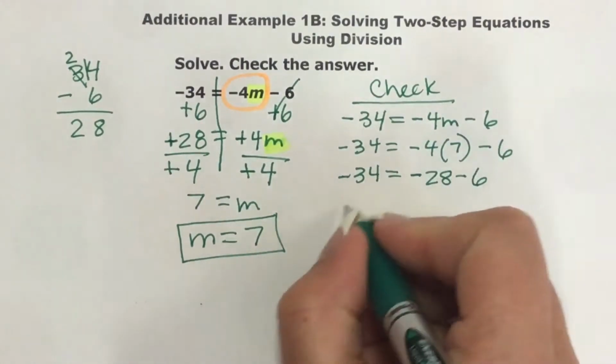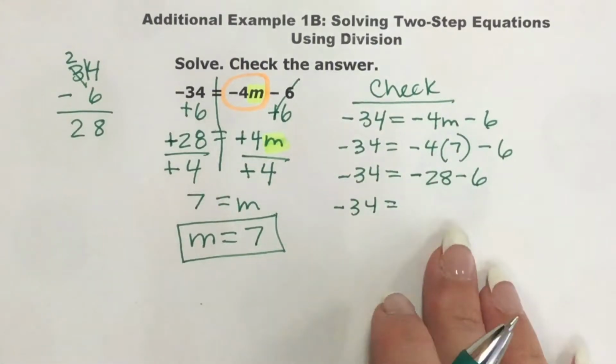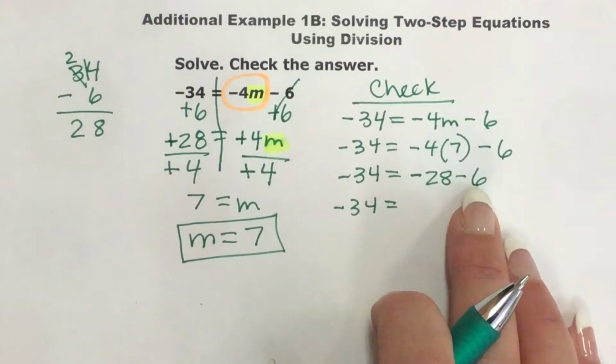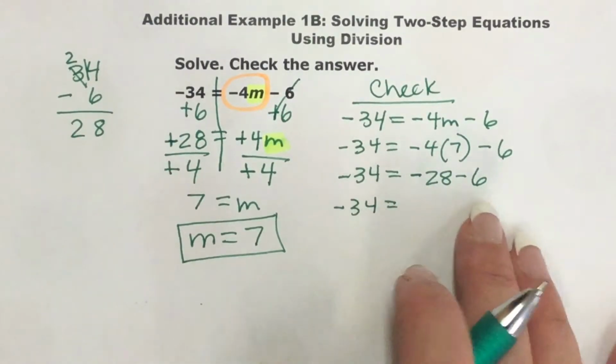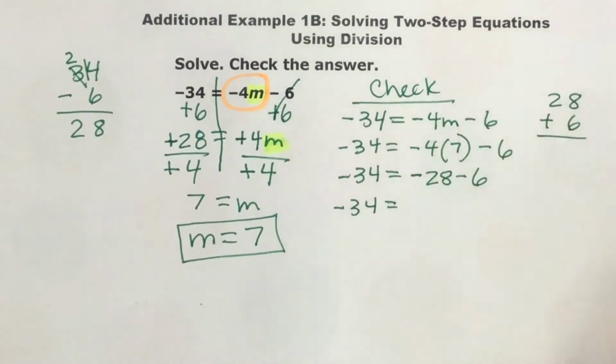So there we go. This is simplified on this side, so I don't really need to do anything with this negative 34, except just keep writing it. Okay, so I have a negative 28 minus 6. So this is negative and this is negative. They're both negative. So when they both have the same sign, what we do is we add them together and keep the sign. So I'm going to go over here on the side and go 28 plus 6.